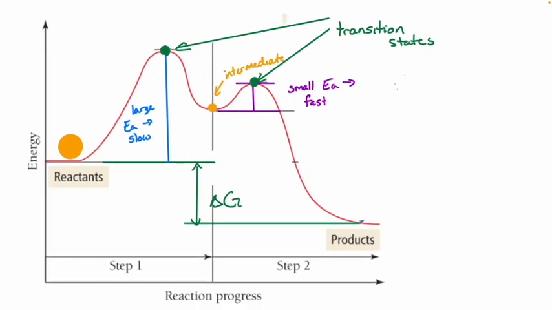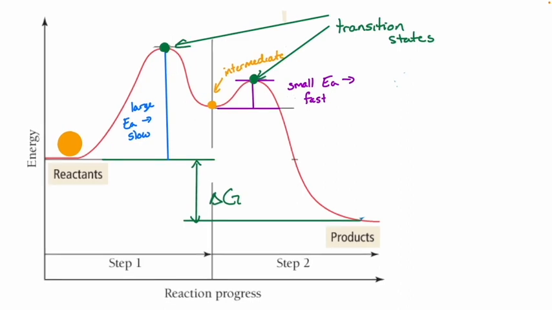And again, this reaction is broken into 2 steps here. That's why we got these 2 humps, not just 1. All right, and again, we got a first step being slow. It's got a large activation energy. That second step, that second hump, is much smaller. That's a fast step.